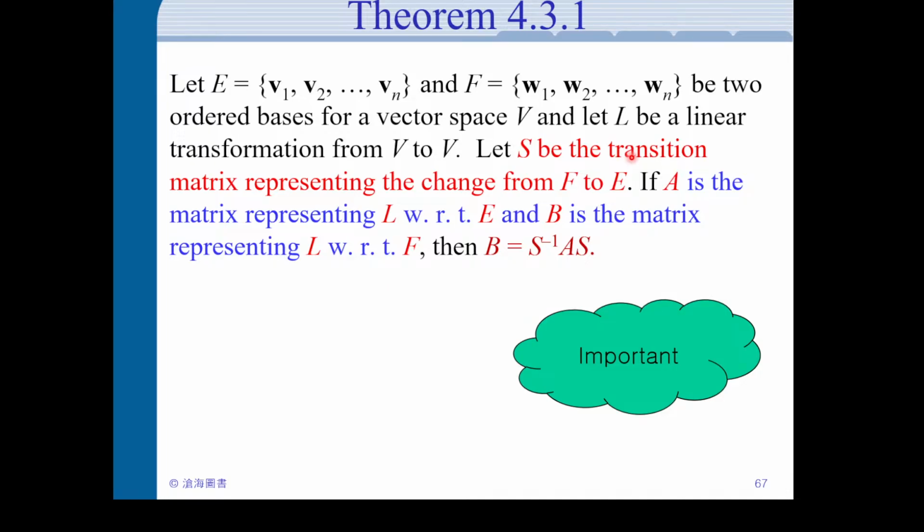And we can use the transition matrix S to change from the matrix representation with respect to E to a matrix representation with respect to F. Okay. And B will be this S, A, S minus 1.